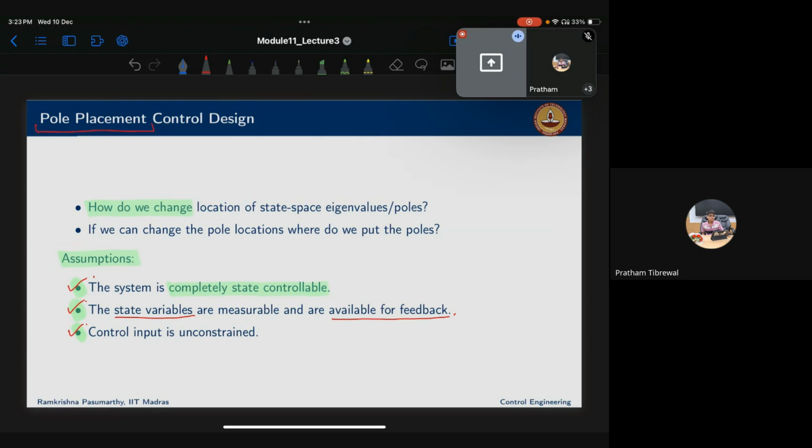So first we need to check whether the system is controllable or not. Once the system is controllable, only then can we go for designing the pole placement. Second, all the states must be available to us. Third, the input u of t must not have any limitations or constraints.